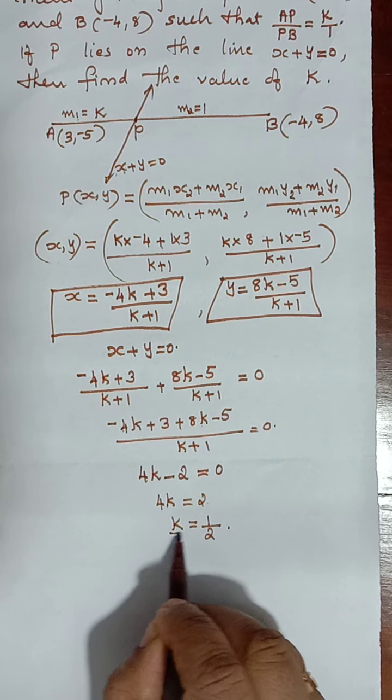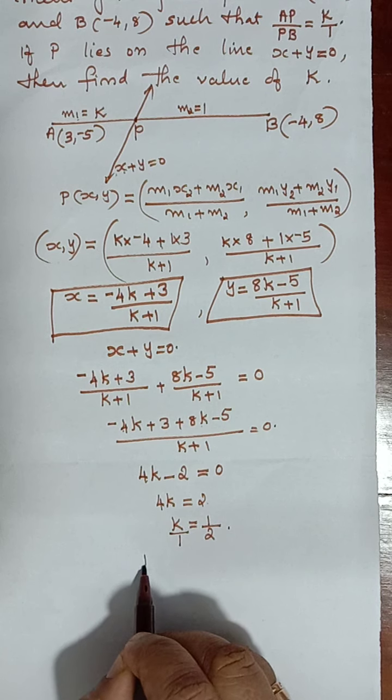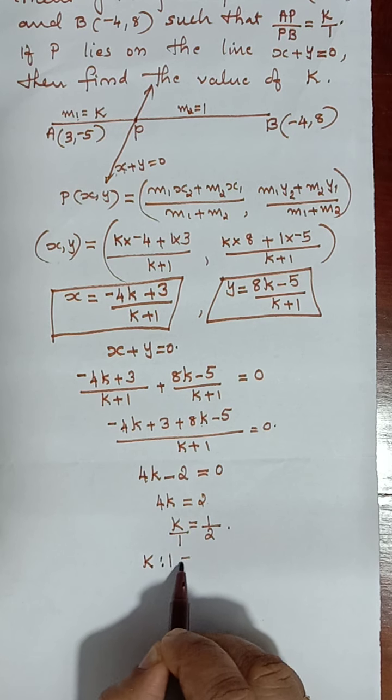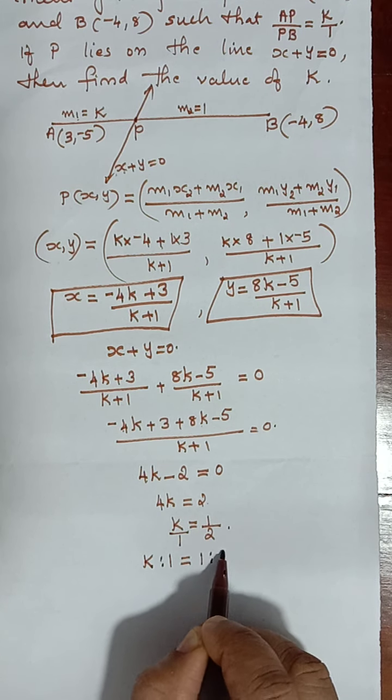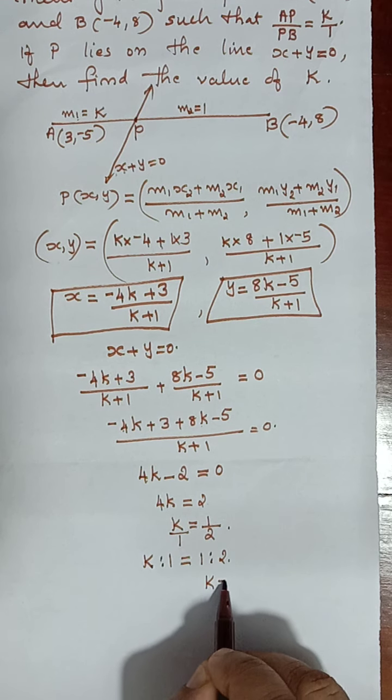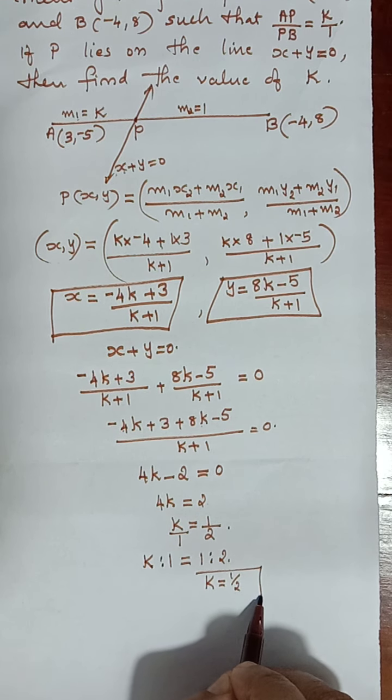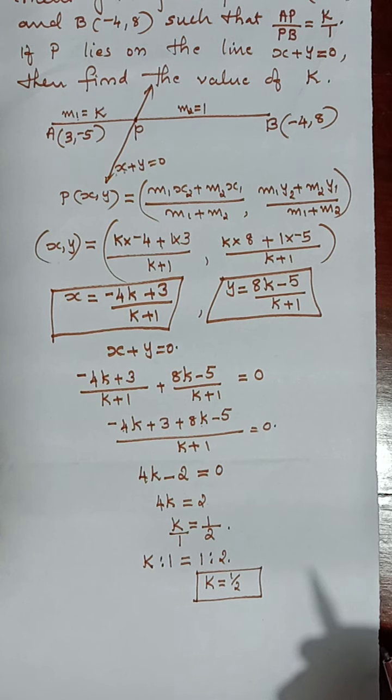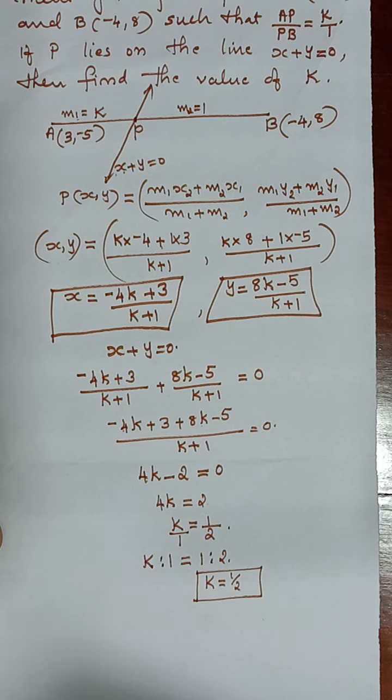K equal to 1 by 2, so the required ratio k is to 1 is 1 is to 2, or k value is equal to 1 by 2. They have asked us to find out the value of k. Find the value of k. So we got k is equal to half.